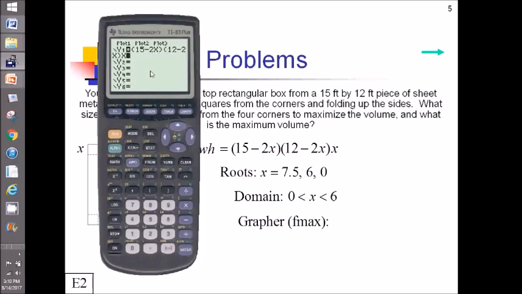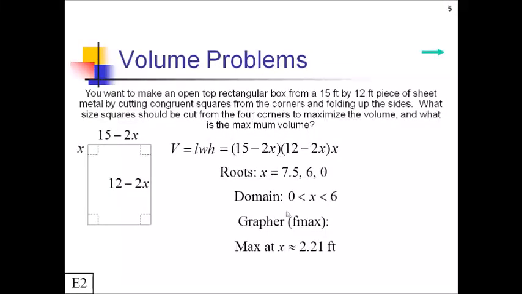So here's my function entered into y1. And if you've done a bunch of these in a row, I kind of just leave the parentheses here and plug in different numbers. It's usually minus 2x. Going back to the main screen and doing fmax, now we're going from 0 to 6 on that function. Comes out to 2.21. And then let's go ahead and plug that answer back into the function itself to find the volume, which is 177.23. So that's 2.21 feet and 177.23 cubic feet.